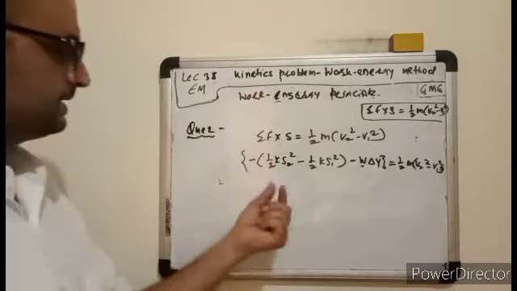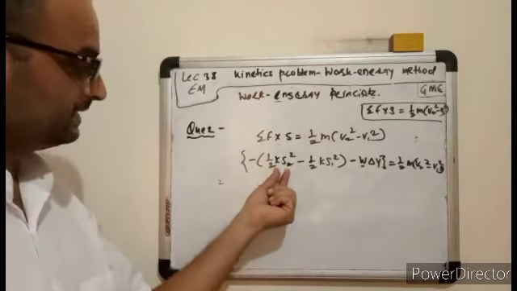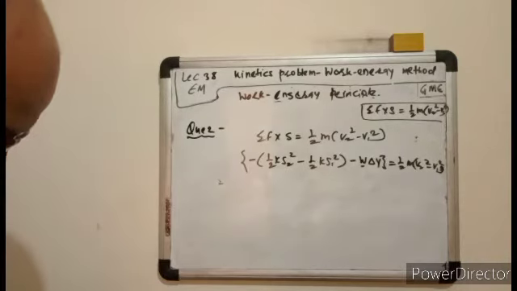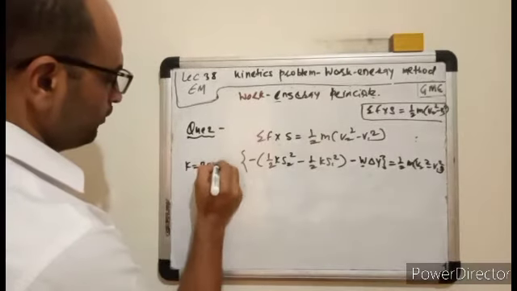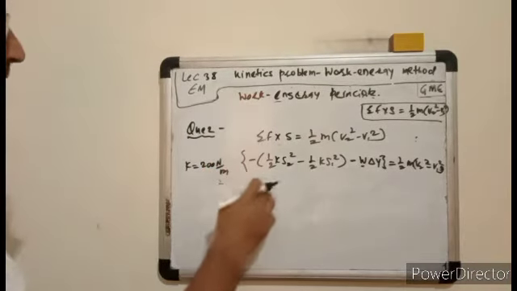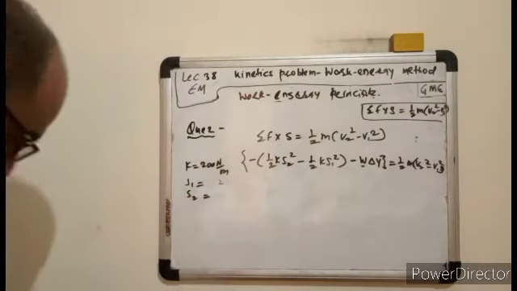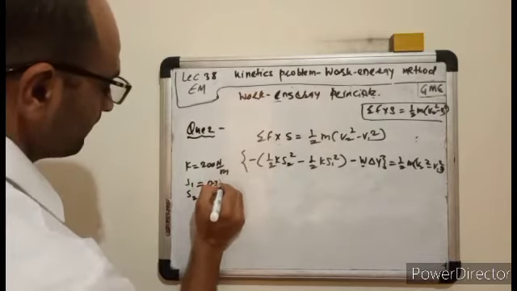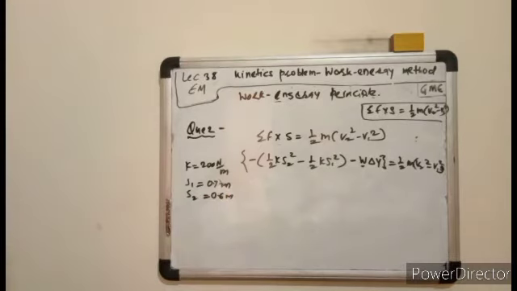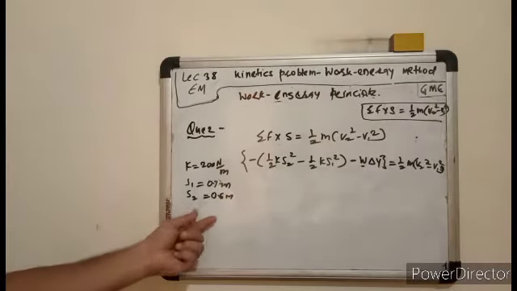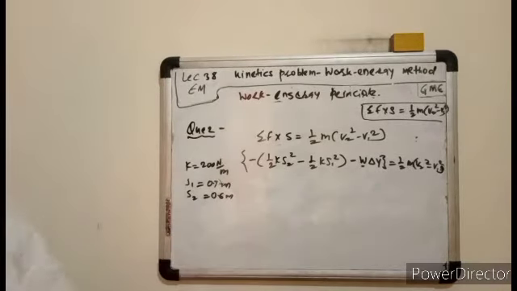I think in the previous part I already gave you the value of this displacement. And the k in the example is already given: k is 200 newton per meter. Put in all the values: s1 is 0.7 meter, s2 is 0.6 meter. You put these in this equation and find out.